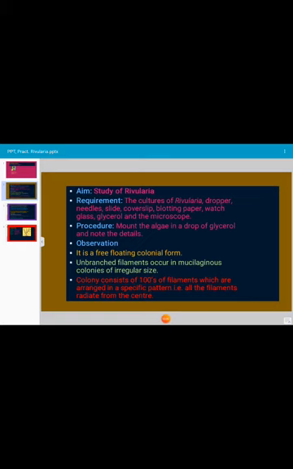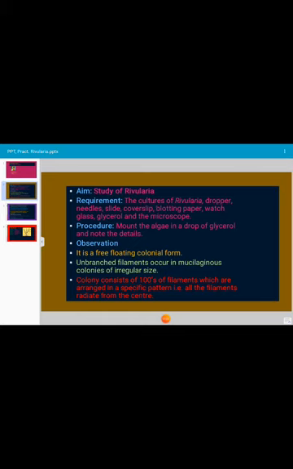Some algal plants are large in size. We can observe them directly with the naked eye, and we can write all the details. Okay. In the observation of Rivularia, what do we have to write? It is a free floating colonial form.